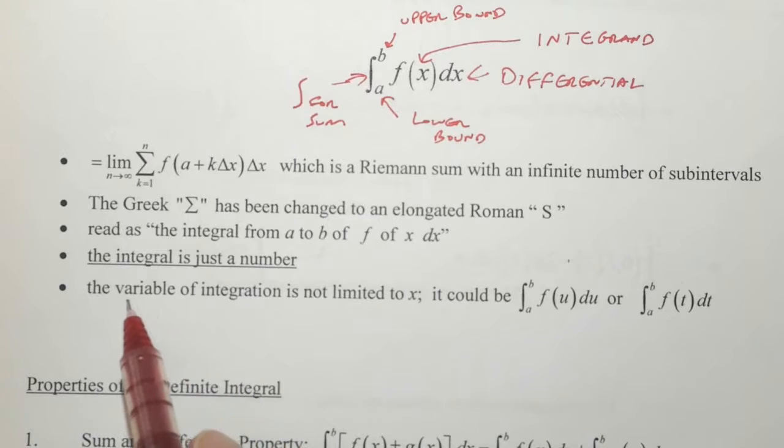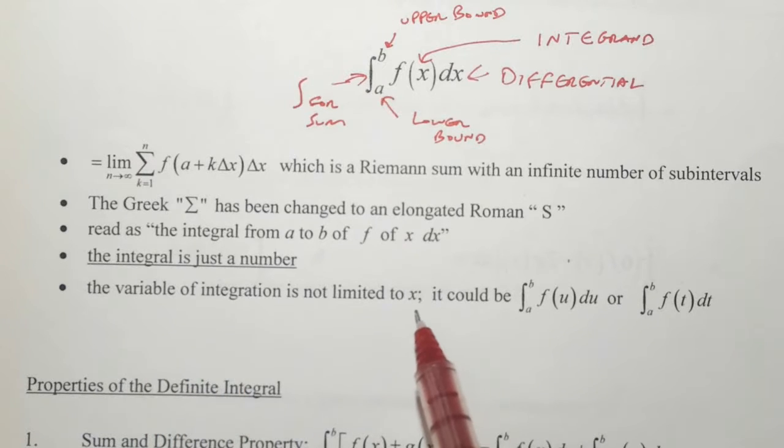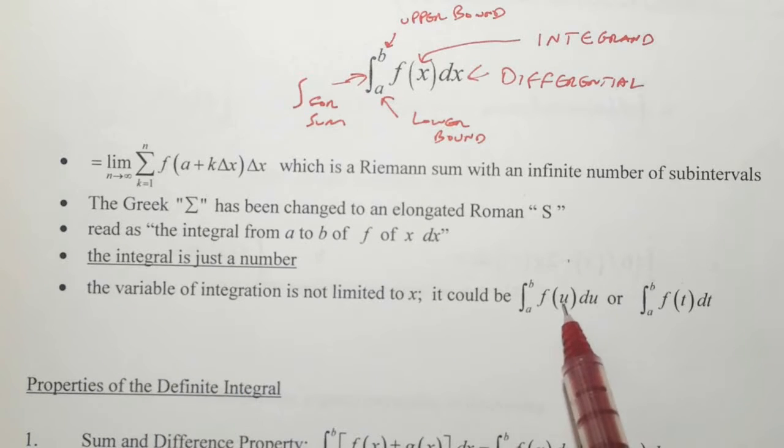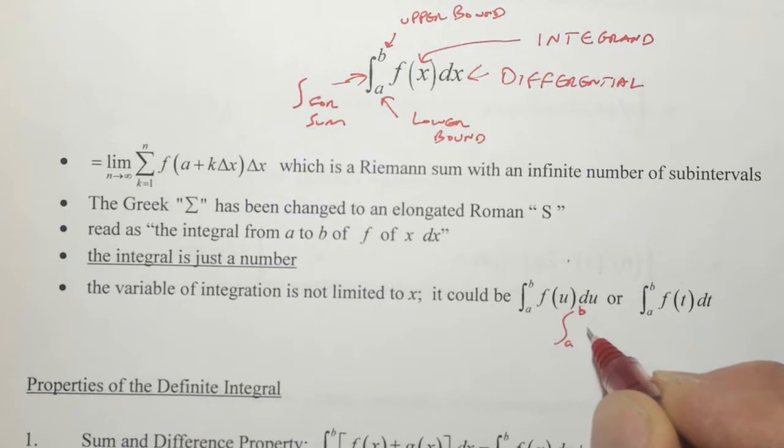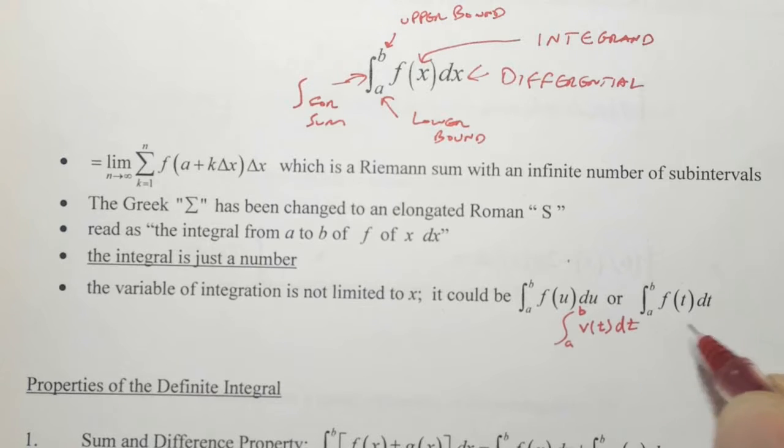Also, the variable of integration doesn't just have to be x. We can have u's, we can have t's. The function doesn't have to be f. It could be g. It could be v of t, and now we're finding the integral of the velocity function. The variables are not just limited to f and x.